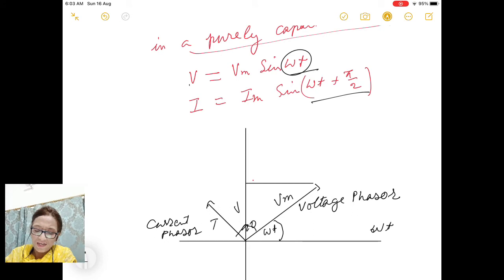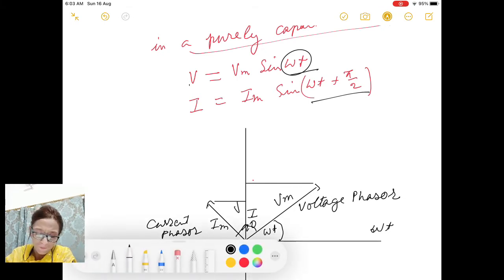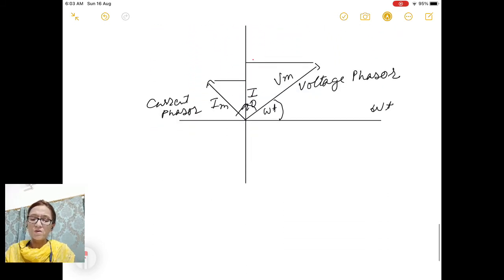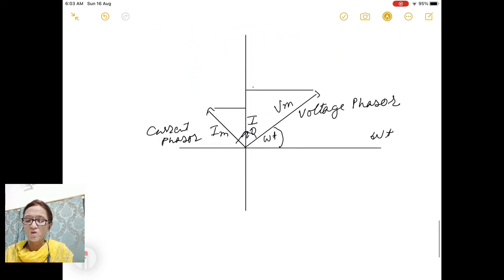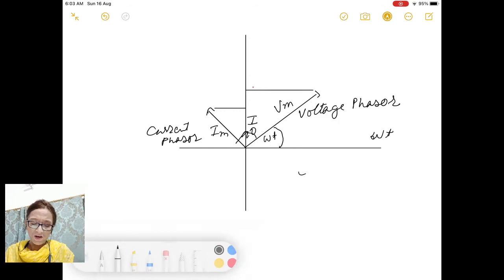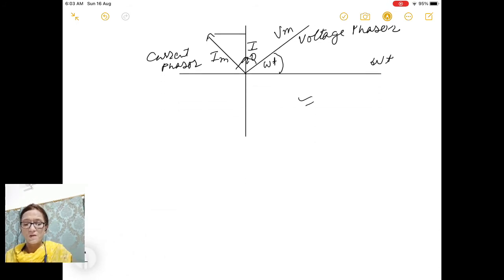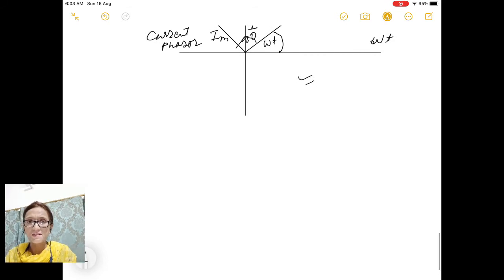And the magnitude of current phasor is given by current amplitude, and its perpendicular component on y-axis is given by instantaneous current only. So this was all about phasor and phasor diagram. This is your phasor diagram for a purely capacitive circuit. Now analysis of instantaneous current in an LCR circuit.